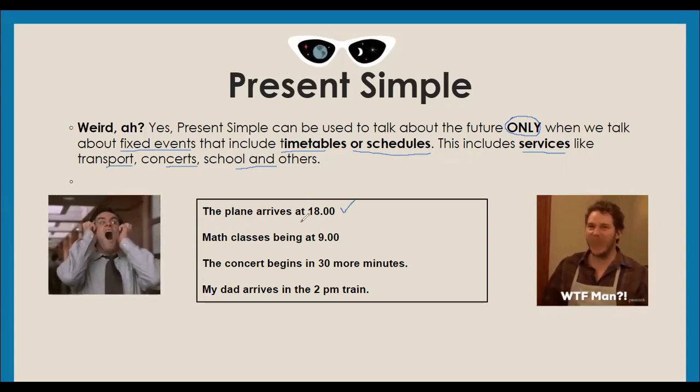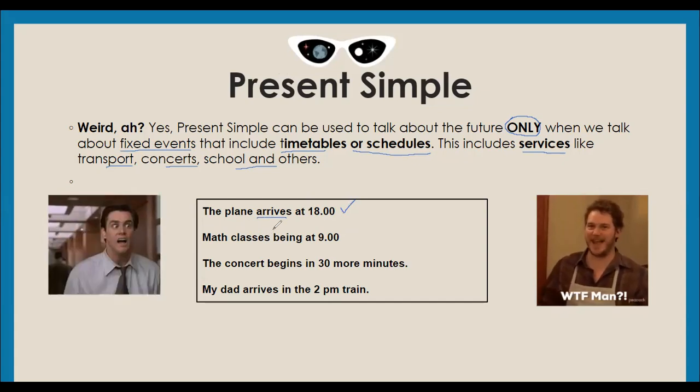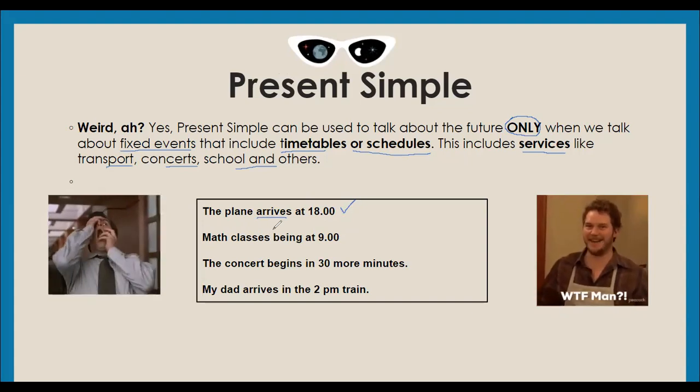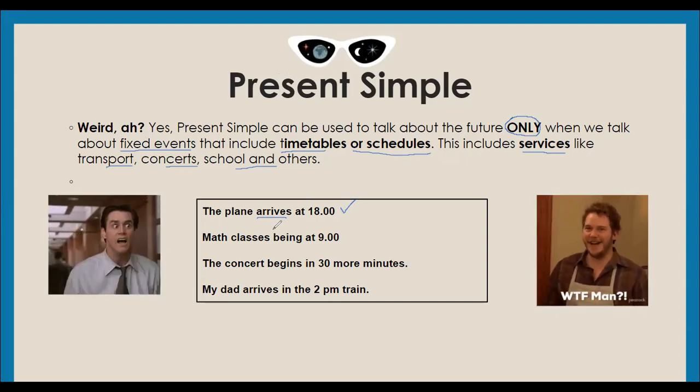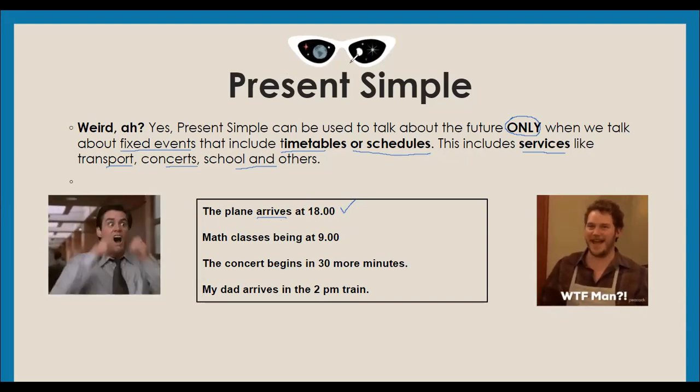So, for example, here we have the plane arrives at 6. So the plane is not here now. The plane arrives at 6 p.m. in the afternoon. So that is the future. And this is because planes in airports, they have like a calendar, and they are in a schedule, they are in a timetable.